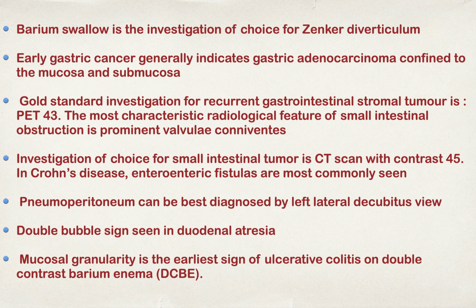Mucosal granularity is the earliest sign of ulcerative colitis on double contrast barium enema. So, the earliest sign for ulcerative colitis on double contrast barium enema is mucosal granularity. This is very important, and they ask this by twisting the questions many times. Like they can ask how to detect the earliest sign, on which investigation. So the answer will be double contrast barium enema.